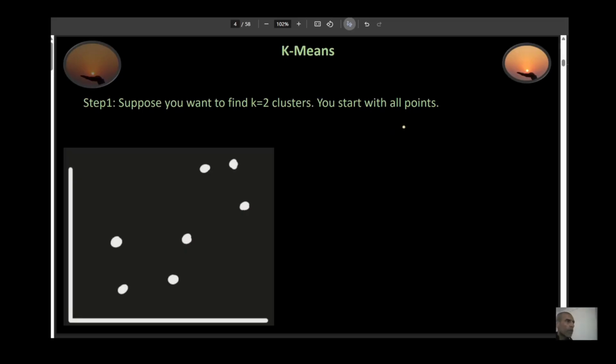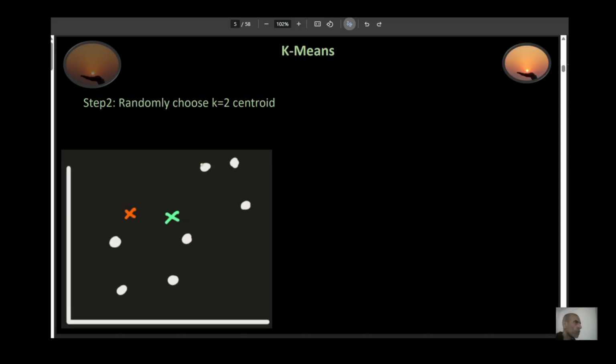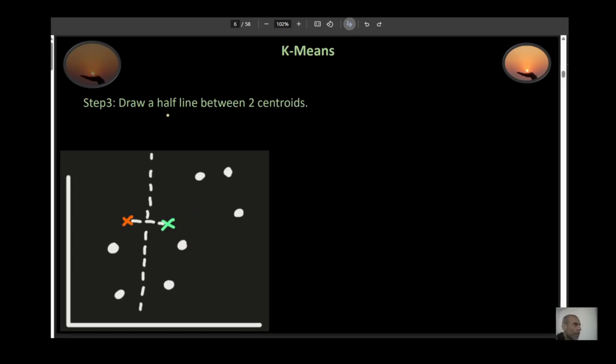And now the K-means algorithm. Suppose you want to find two clusters from this set of points. So the first thing you do is start with all your points. Step 2, you randomly choose two centroids. These two centroids do not have to be part of your data points. So I just randomly pick these two points right here. And now you draw a half line between the two centroids. So these are my two centroids. Connect these two together with this line, and then you draw a line that cuts this line in half. And this should be at 90 degrees.